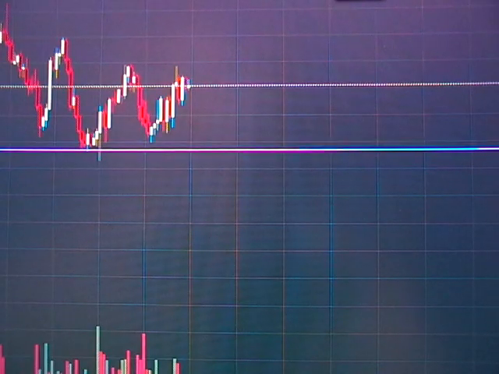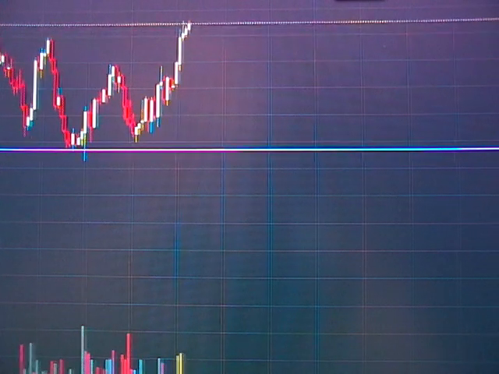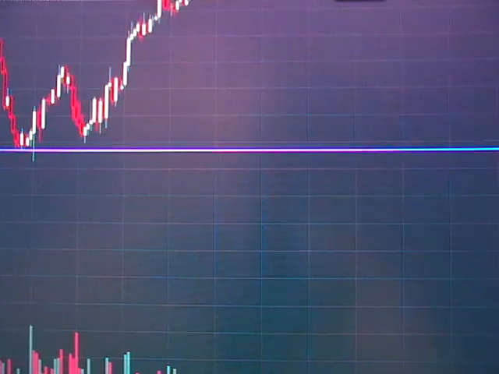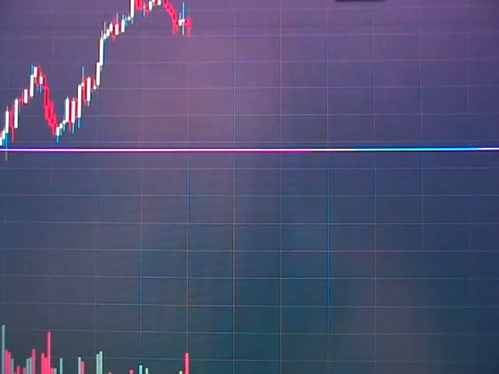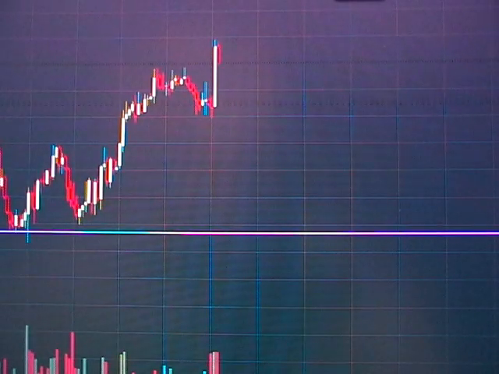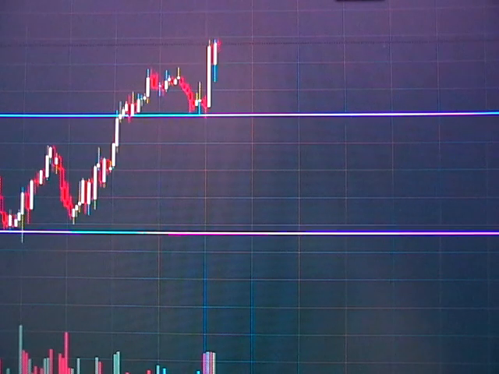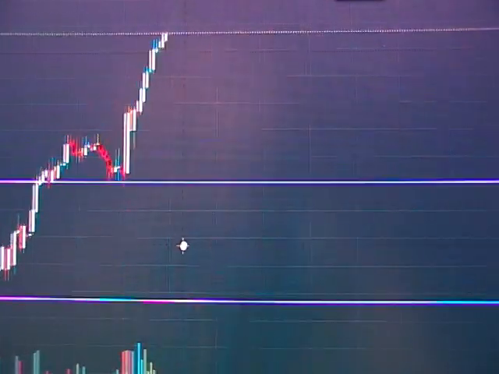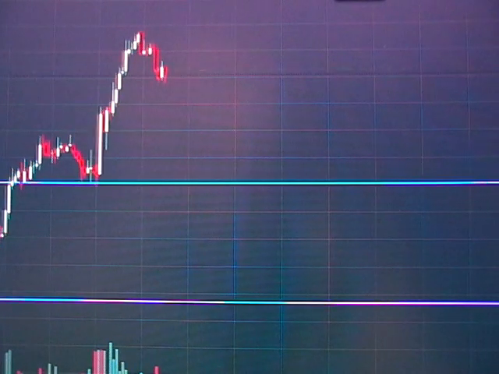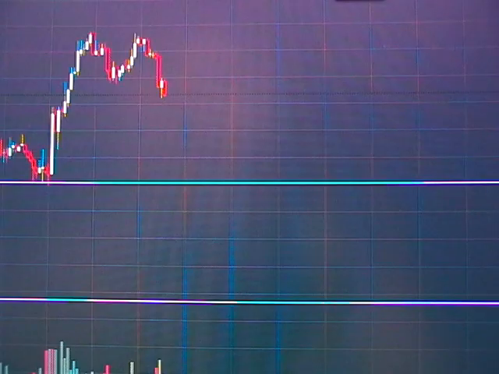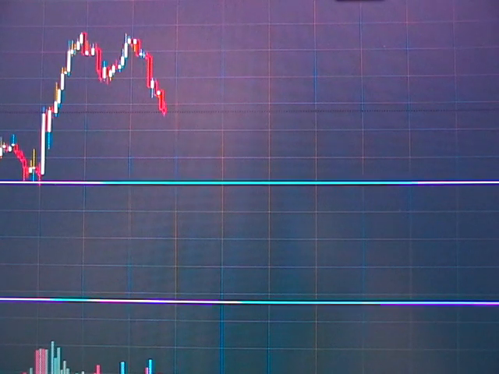Okay, so let's slow this down. And this was the other line, I think. If we break this line, I think we're gonna continue going down. If we touch it, so yeah, we're in a downtrend.